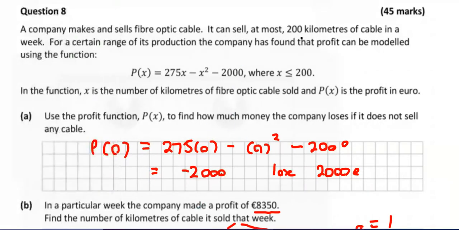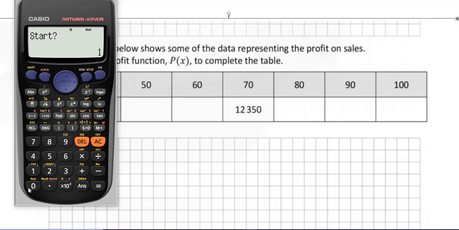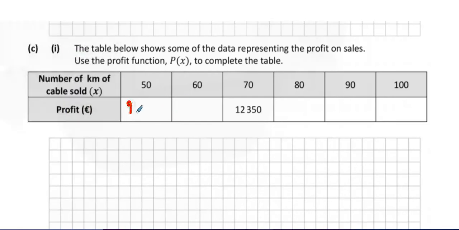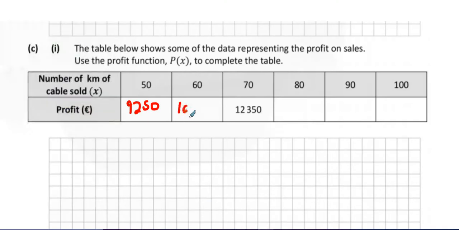And it wants me to get from 0, 50 to 100. So I suppose I can start off at 0, end at 20 again, no bother. Go up in tens. Now I can start off at 50. Oh, sorry, my fault. x equals 0 to 100. Step at 10. So let's start off at 50. 50 is 9,250. And then we'll go for 60. 10,900.